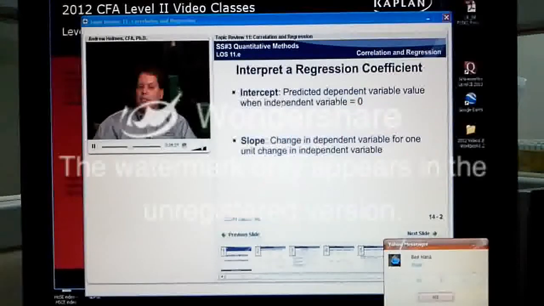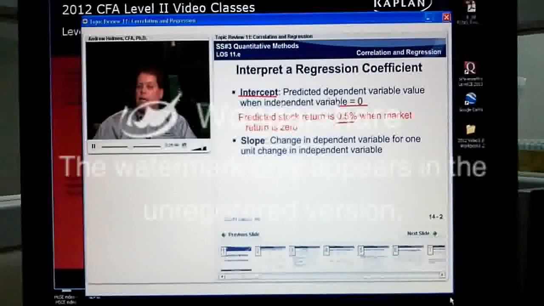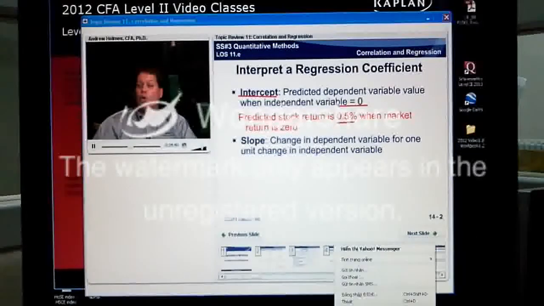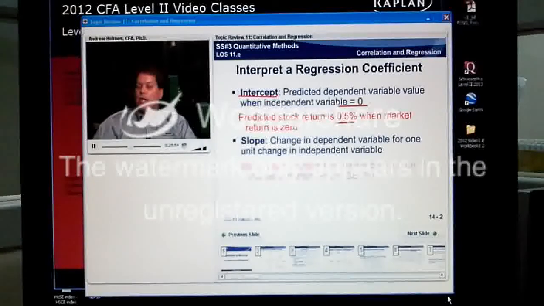So what is this telling us? Let's think about interpretation. If we're thinking of the intercept, the 0.5%, that's the predicted value for the dependent variable if the independent variable was equal to 0. So what's the return on the stock going to be if the return on the market is 0? Well, the predicted return on the stock is going to be 0.5% when the independent variable takes on a value of 0. What about a change in the dependent variable for a 1-unit change in the independent variable?